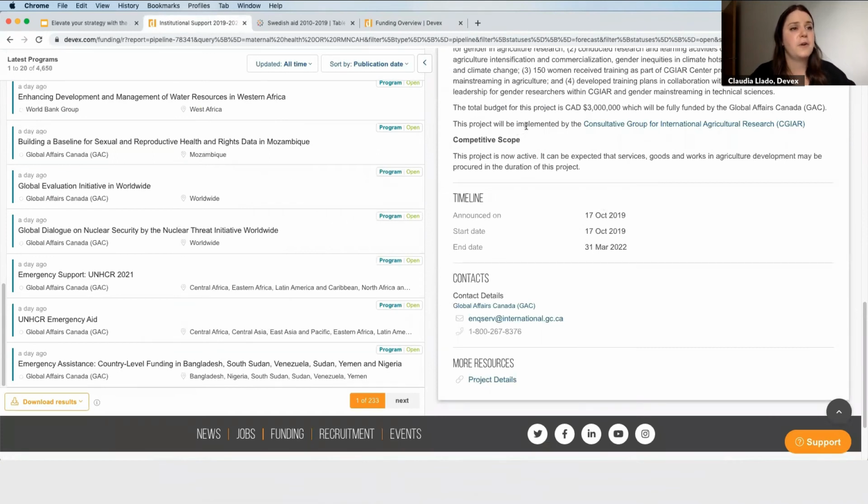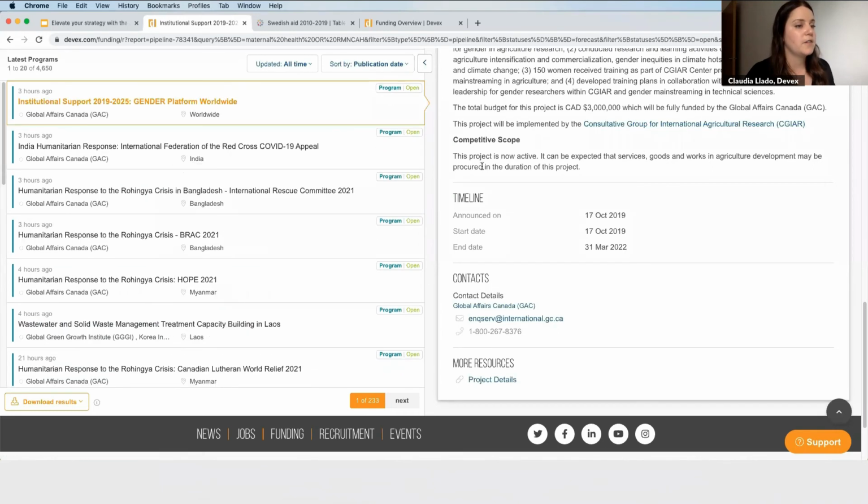And you have your implementing agency in this case, which is the Consultative Group for International Agricultural Research. You have the total budget as well, and the contact details in this case for the funder rather than the specific implementer. Now, most donors do provide a contact there, but otherwise a good way to look for contacts at the agencies would be through our people database.